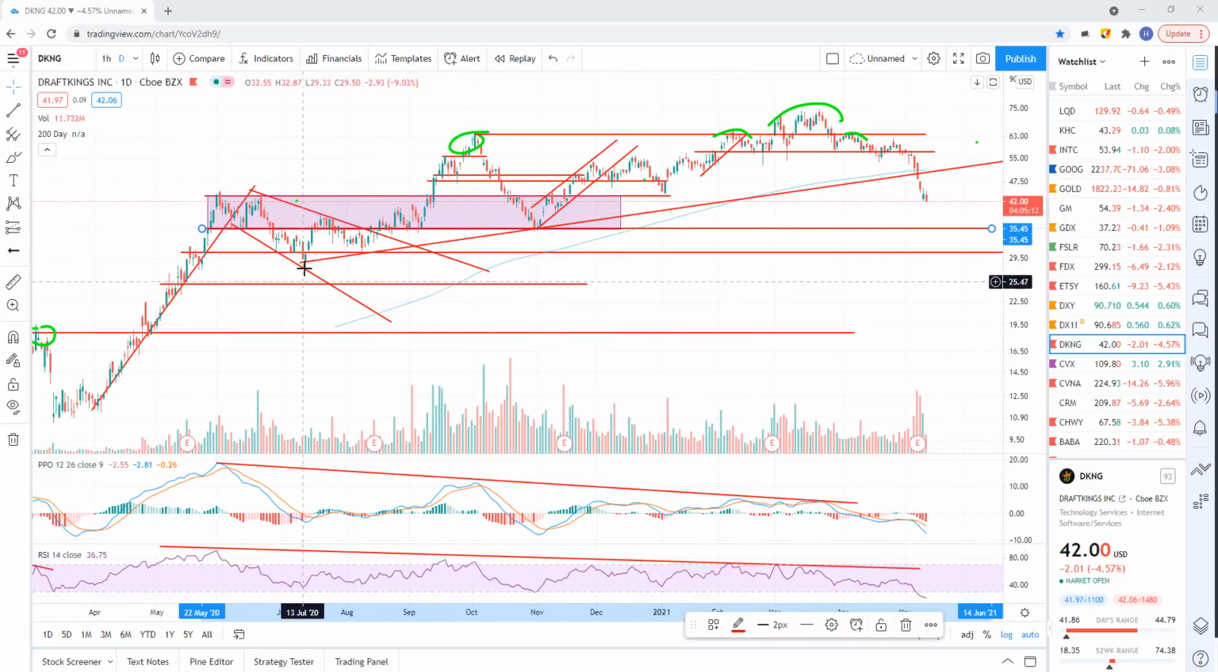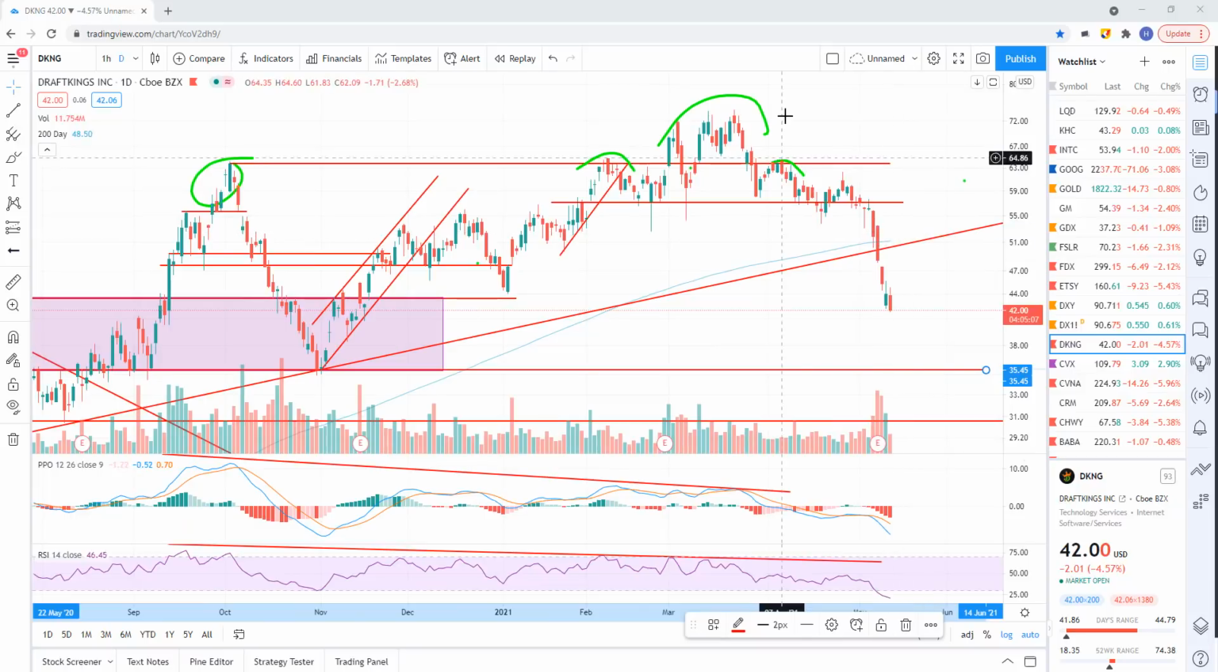DraftKings, you can see we basically broke trendline support right here on the daily chart. There's the trendline support. We also had a head and shoulders top. Again, you want to look for head and shoulders after extended moves.